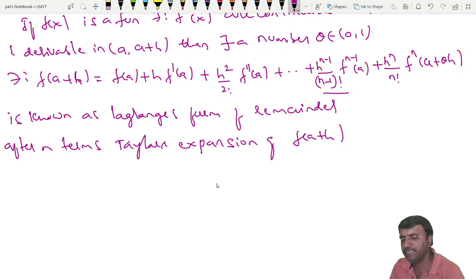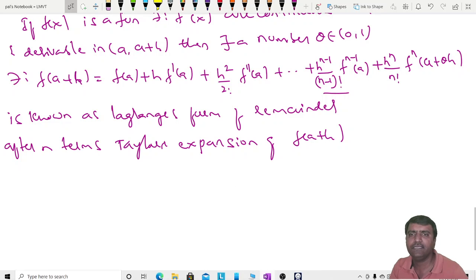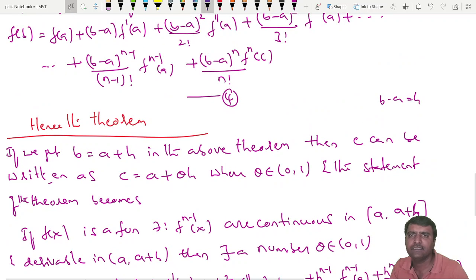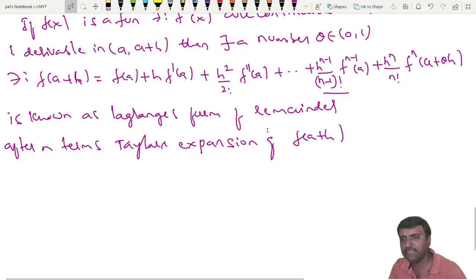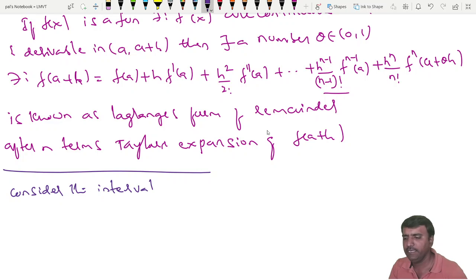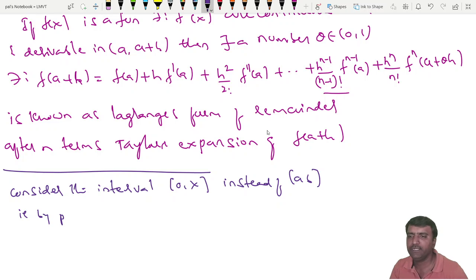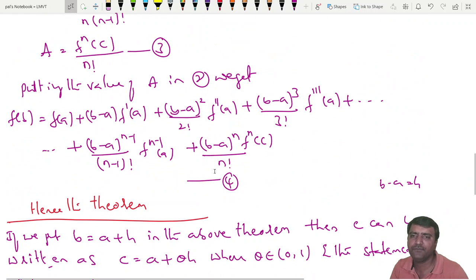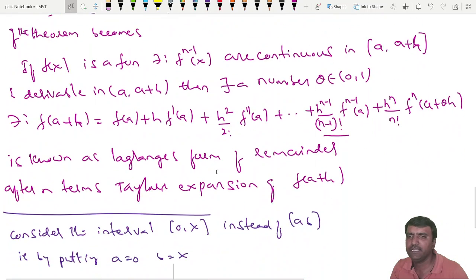Okay, and one more thing here is, instead of the interval a b, consider the interval 0 x. Instead of a b, we take 0 x. That is by putting a is equal to 0, b is equal to x. Put 0 in place of a, and x in place of b, in the expansion.